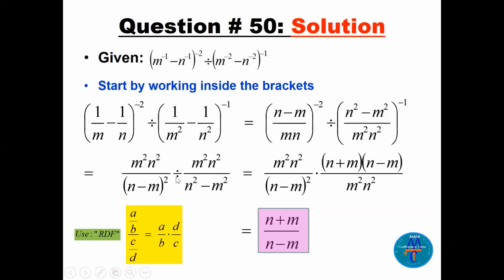Now we take this division, change it into multiplication, and multiply here by the reciprocal. So n squared minus m squared up, we factor it, and this is down. See, this is all cancelled, and we have n minus m, one of them. See, the final answer: n plus m over n minus m. That's the simple answer for this number 50.